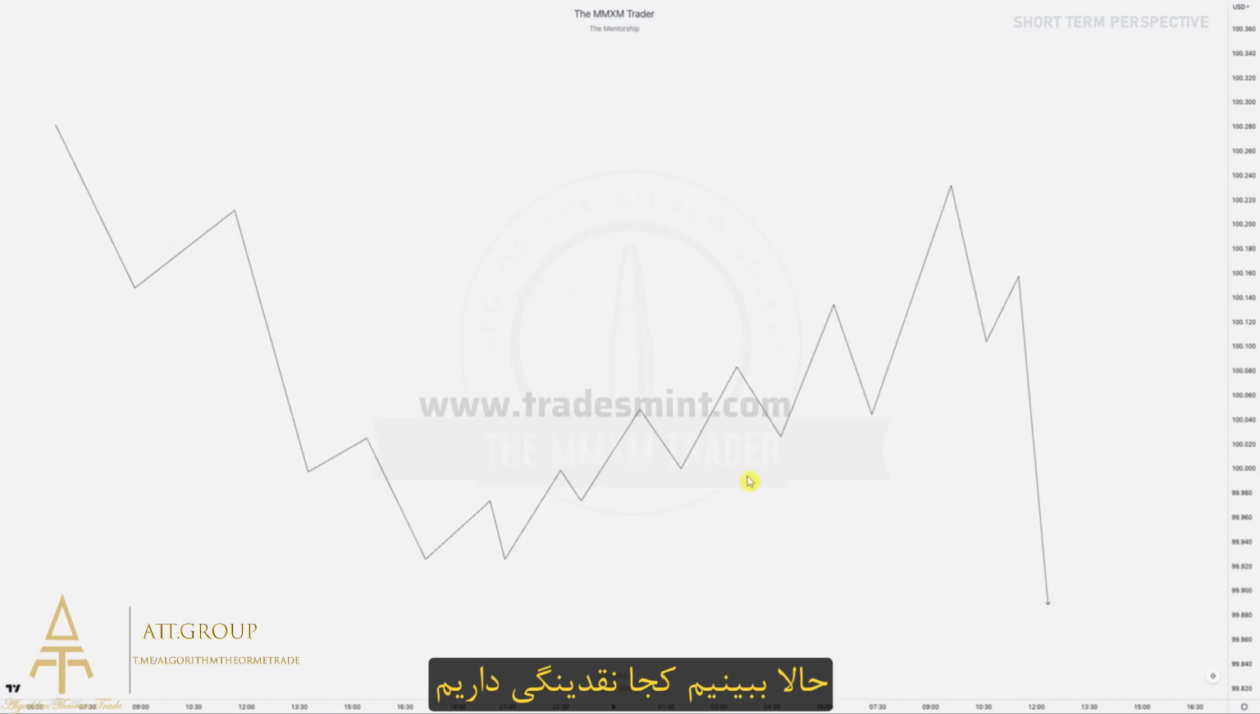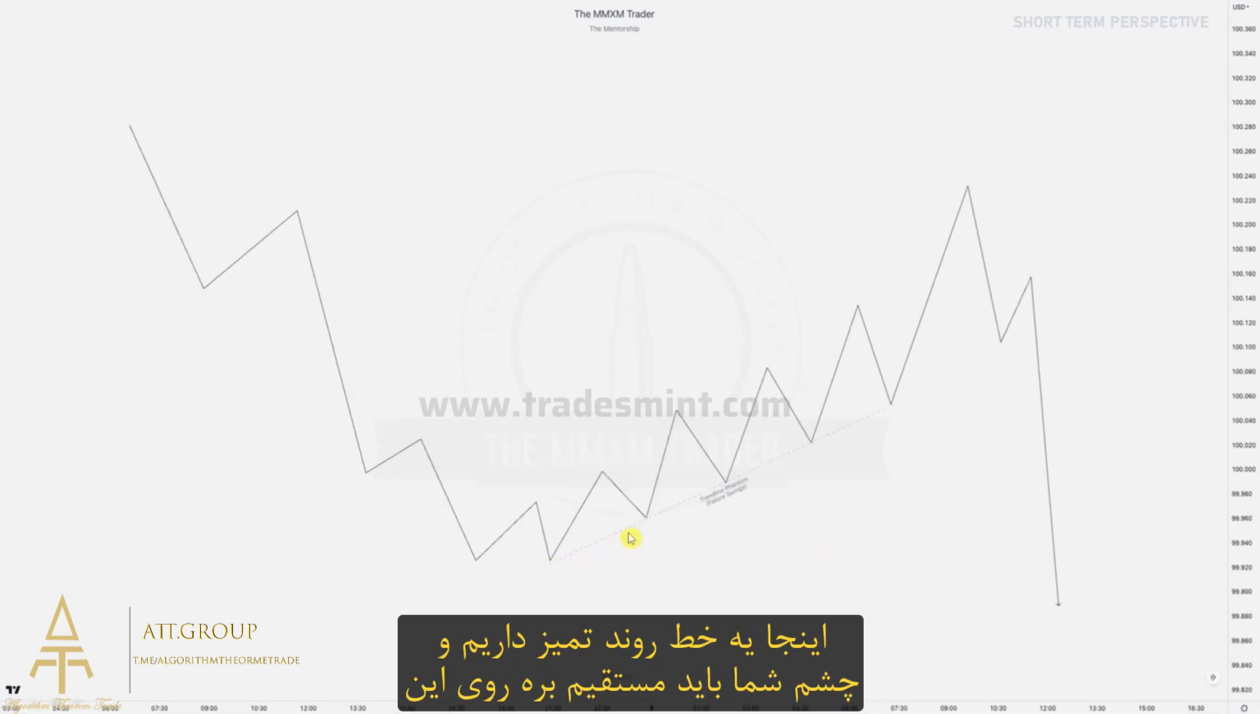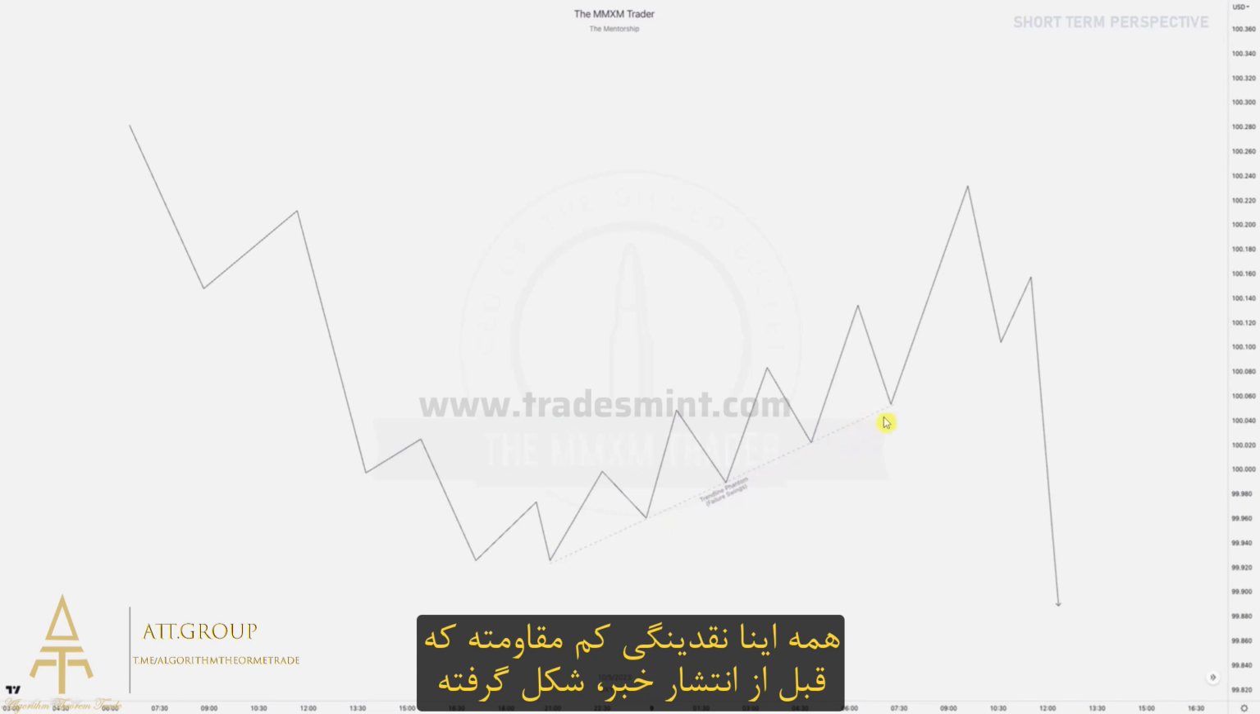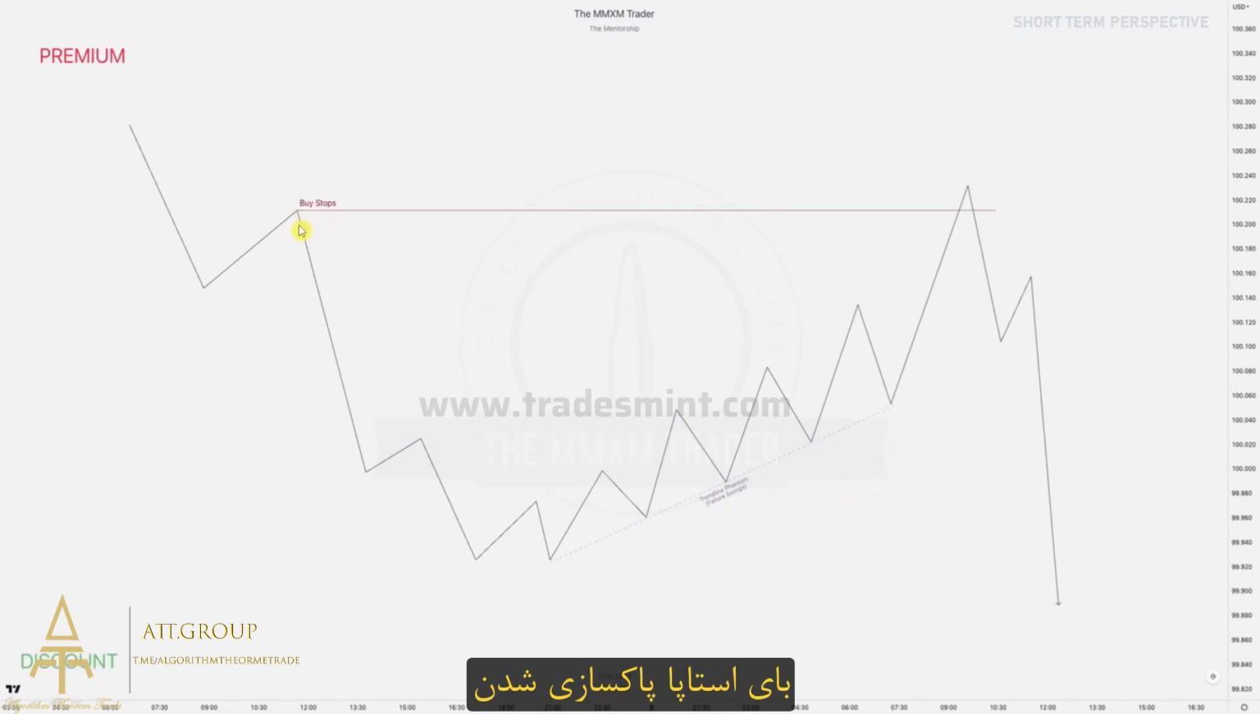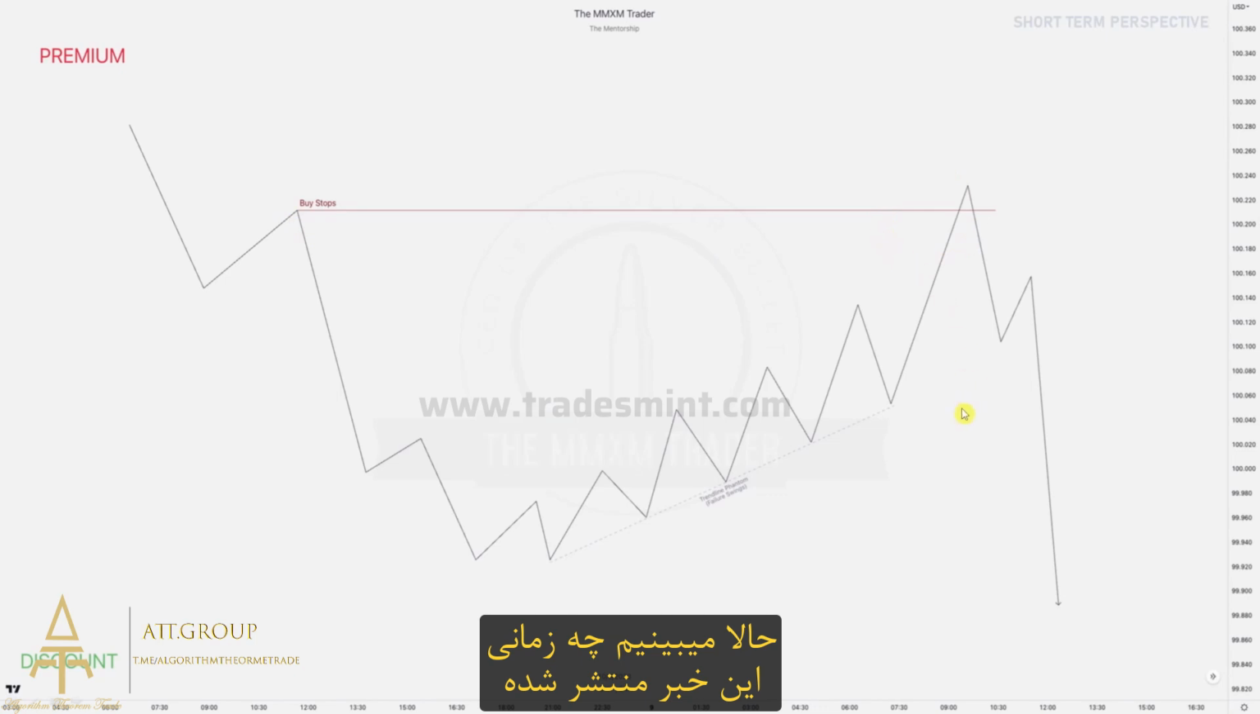So let's see, where is the liquidity? We've got this very clean trend line, and your eye should immediately go there, right? This is all the low resistance liquidity being formed prior to that news release. Now, after this has been formed, what did we do after? Buy stops have been liquidated, right? So now we're going to see at what time is the news release.